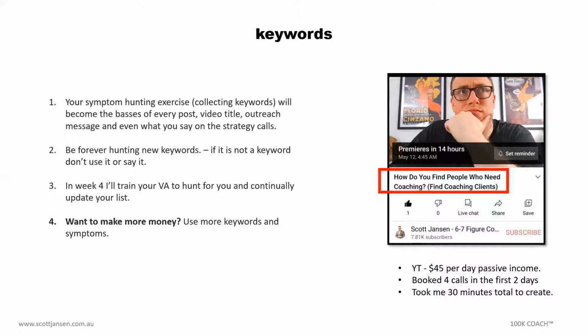So as we move into week 4, week 3 is YouTube, the whole YouTube strategy and passive income. Week 4 will be about virtual assistants. In week 4, I'll train your VA to hunt for you and continually update this list. And they'll do a lot of this work for you. But I still want you to master it so you can further train them if need be. Basically, it's this simple, guys. Want to make more money, use more keywords and symptoms.